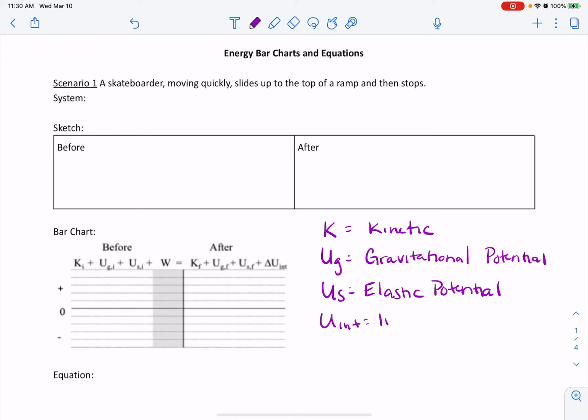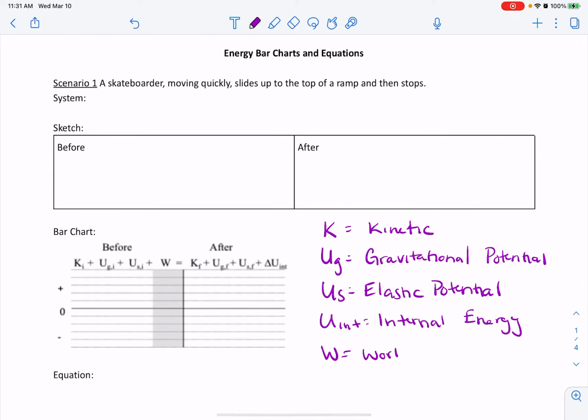This is internal energy. This is energy due to the motion of the particles in an object. So whenever you have something that warms up or it gets compressed or it is hit, right? Any sort of changes in its composition or if it warms up or cools down, that would be a change in internal energy. And lastly, we have work.